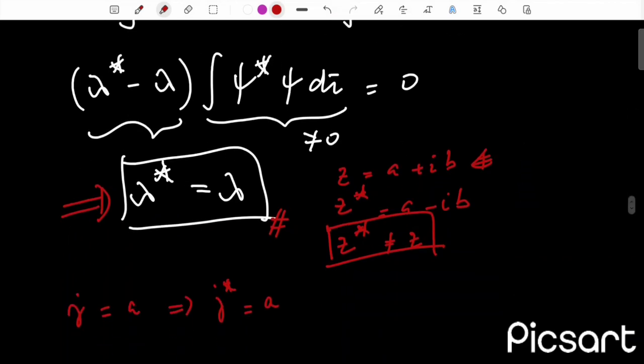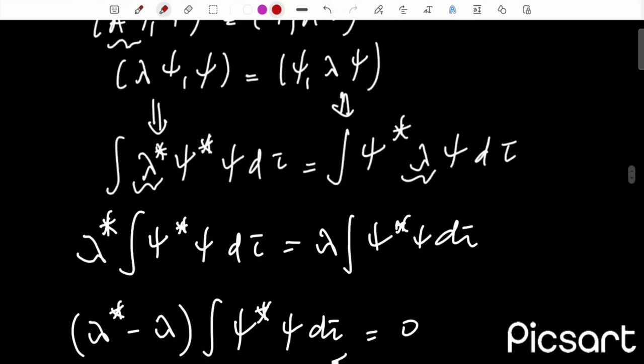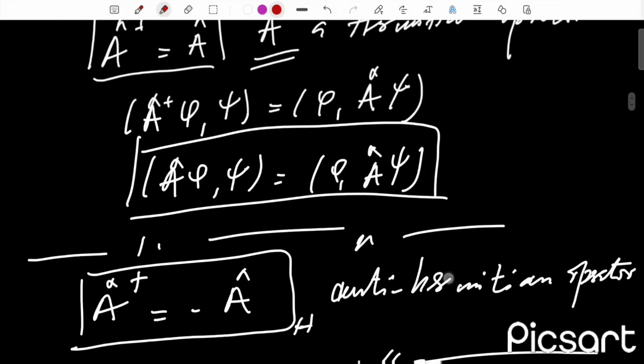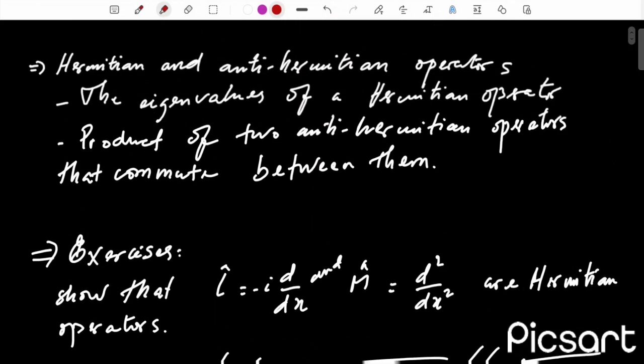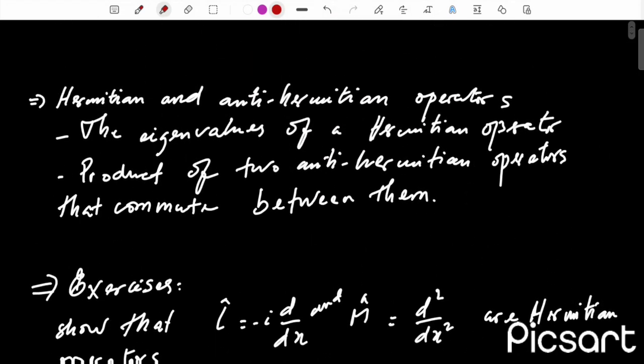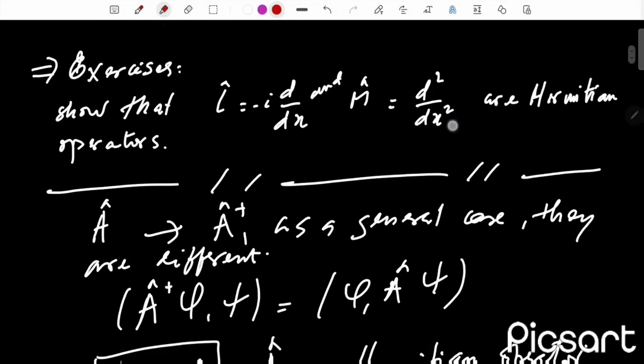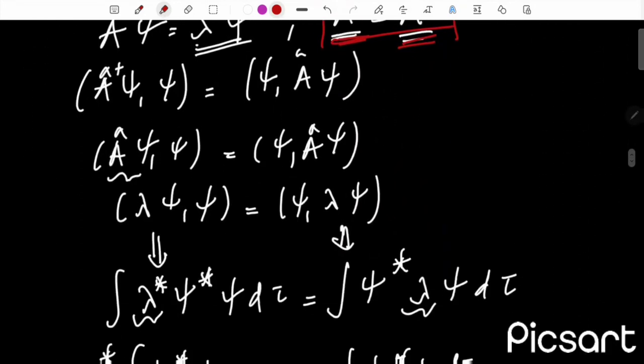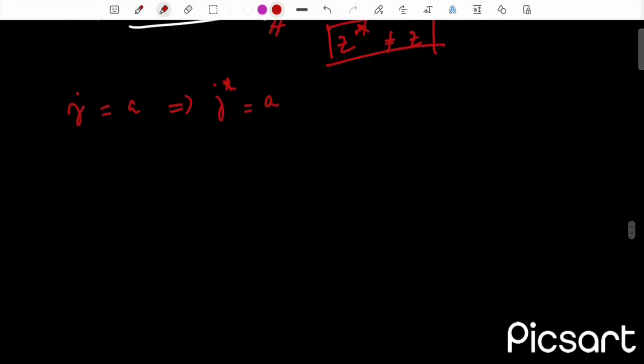Okay, we can go on now, trying to obtain the product of two anti-hermitian operators that commute between them. Okay.